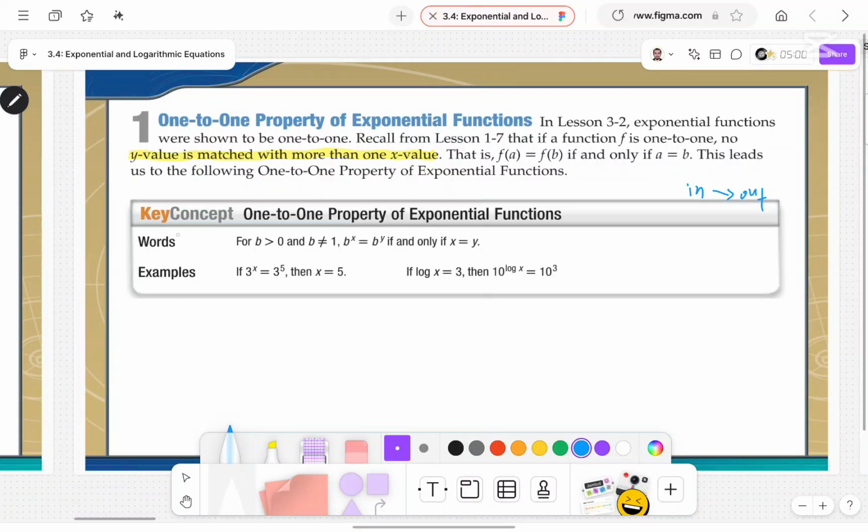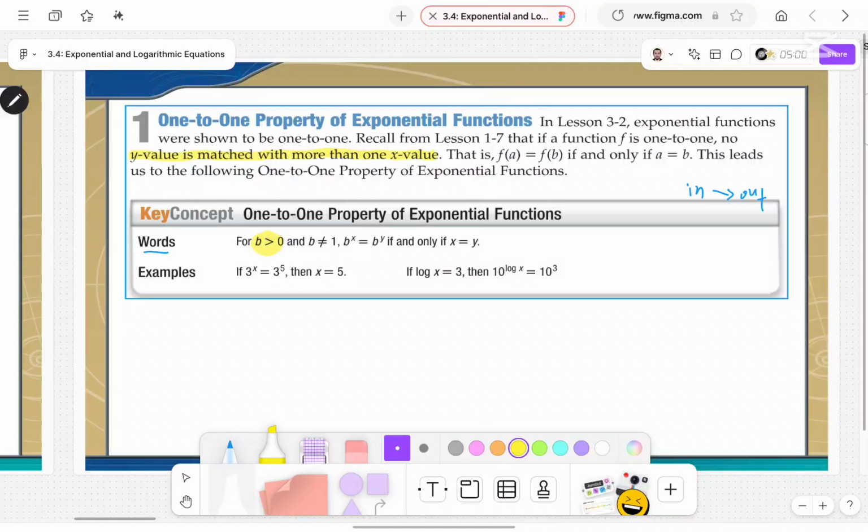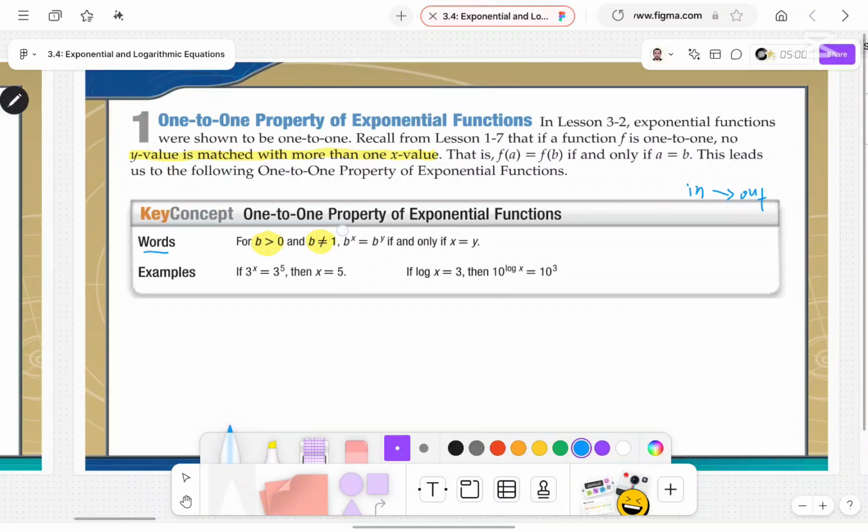For example, look at this key concept. Of course, b is greater than 0, and b is not equal to 1. We know this is the rule: when b to the power of x equals b to the power of y, we can cancel the bases, so the answer is x equals y. For example, look at this one here: 3 to the power of x equals 3 to the power of 5. The base is similar to this base, so we can just cancel the 3 with the 3. So the answer is x equals 5.